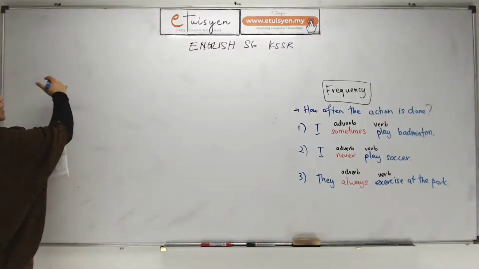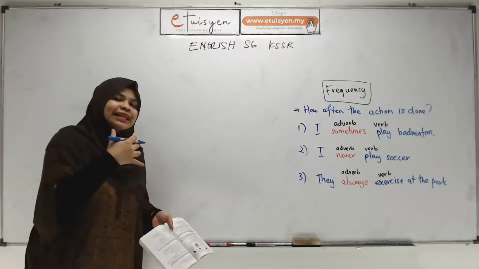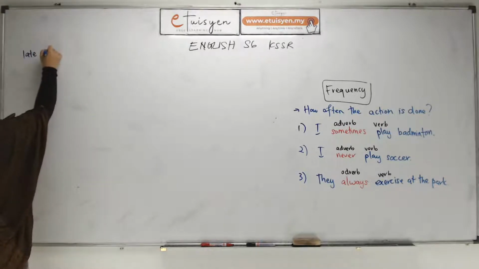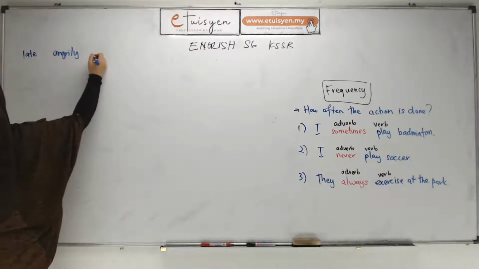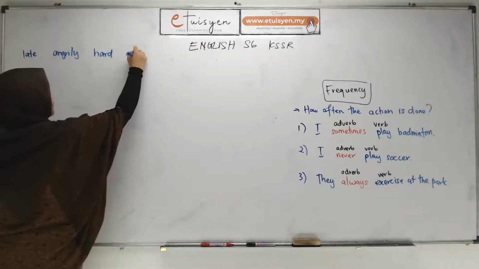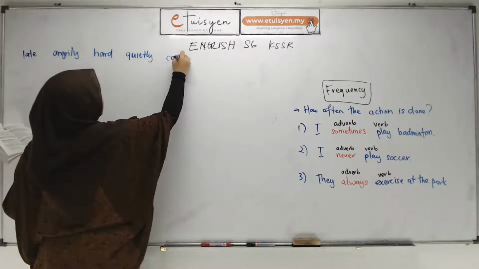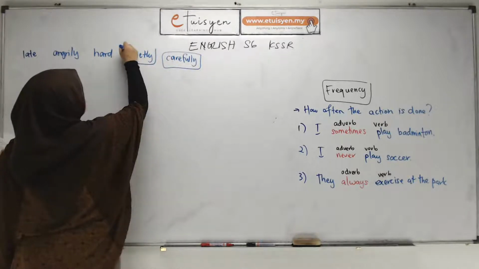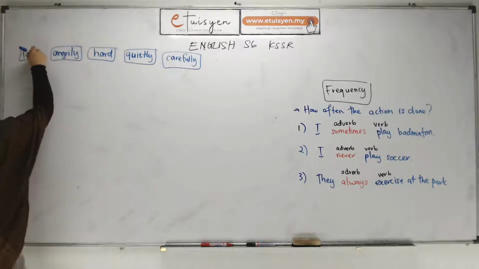Okay, so here, I'm going to give you the words and then I need your help to fill in the blanks. The words are late, angrily, hard, quietly, and then carefully. So this is word number 1, word number 2, word number 3, word number 4, word number 5.